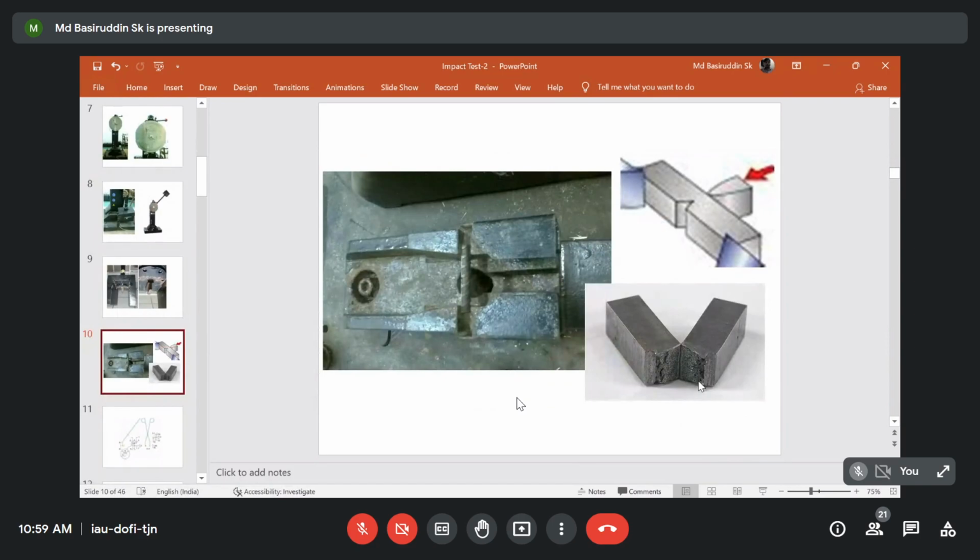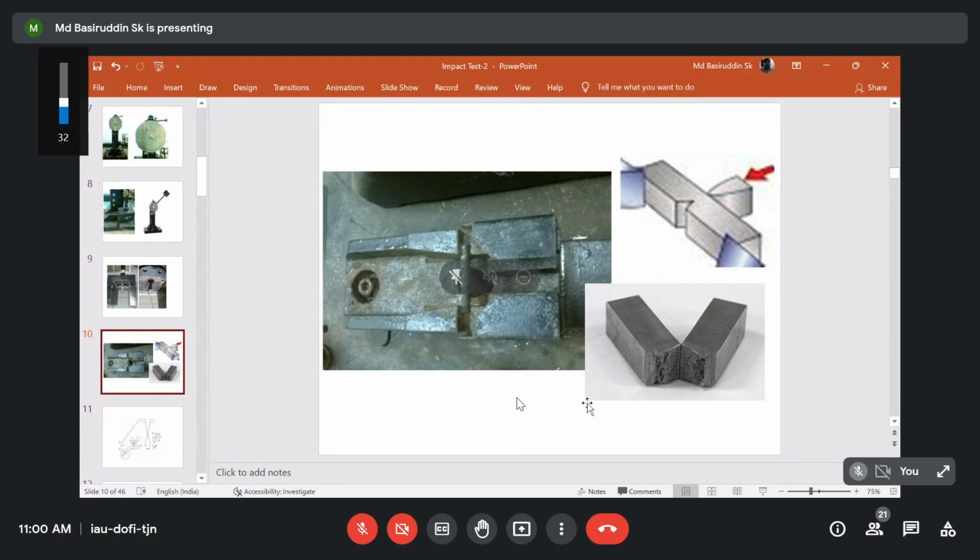So these are real examples: what the samples look like before the fracture, and after the fracture you can find this sort of fracture surface. If we carefully analyze it, we will find that there are certain regions in front of the notch, ahead of the notch, from the notch front to the extreme end. We will characterize these later on.